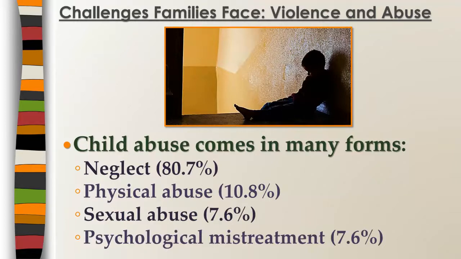Now, child abuse can come in many different forms. The most common form is neglect. About 81% of child abuse comes in that form. About 11% comes in the form of physical abuse, about 8% sexual abuse, and about 8% psychological mistreatment.